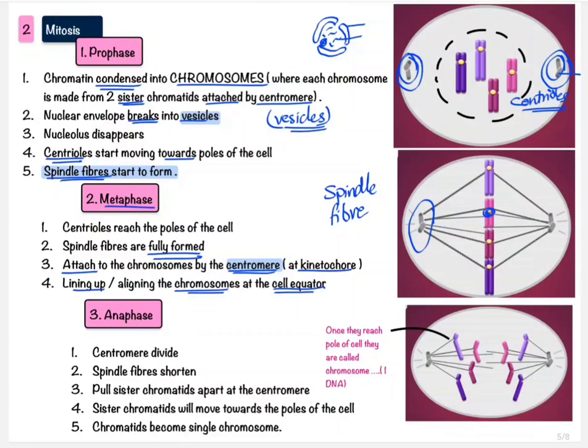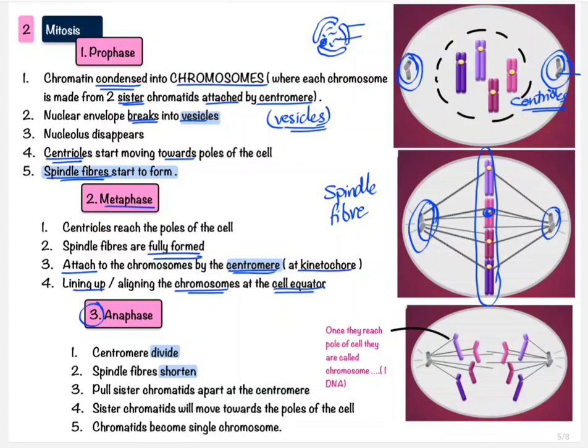So again, speaking of the positions of the cell, this region is called the cell equator, and these are the cell poles. Okay, then let's move to anaphase, the third phase, where the centromere divides. It does not break, it divides. There's a part that's left here and there's a part that's left here. So the centromere divides. The spindle fibers shorten. This is the key word. They shorten and the centromeres divide.